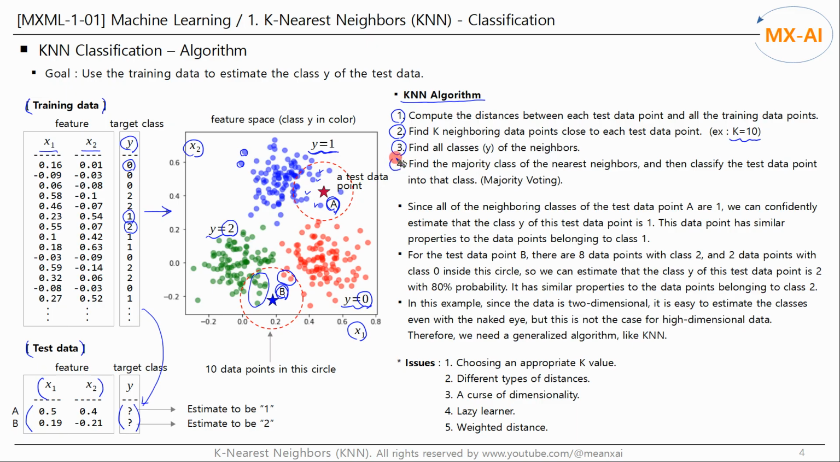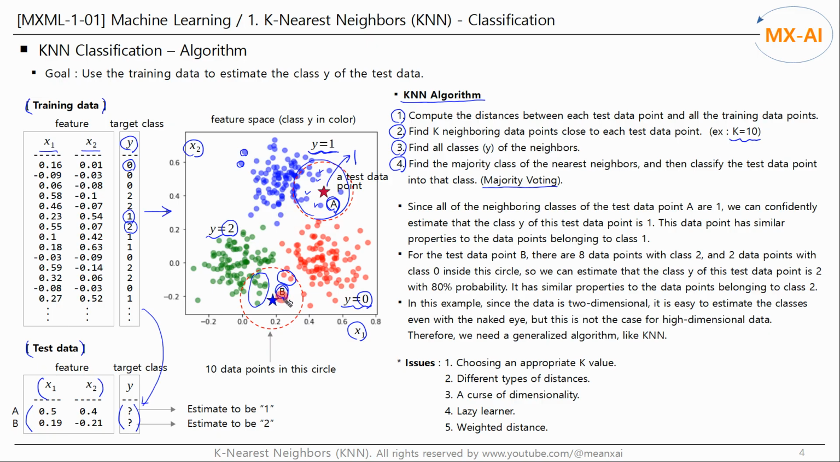In the fourth step, we find the majority class of the nearest neighbors and then classify the test data point into that class. That is, it is decided by majority vote. Since all of the neighboring classes of the test data point A are 1, we can confidently estimate that the class Y of this test data point is 1. This data point has similar properties to the data points belonging to class 1.